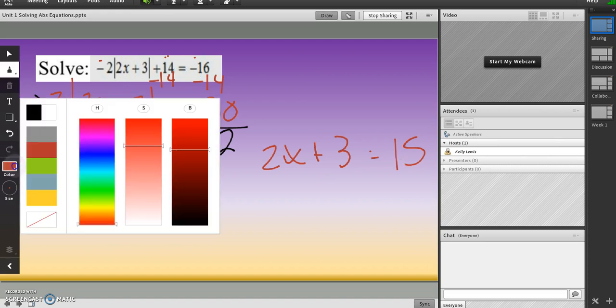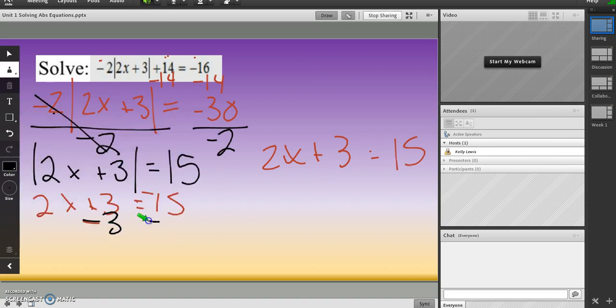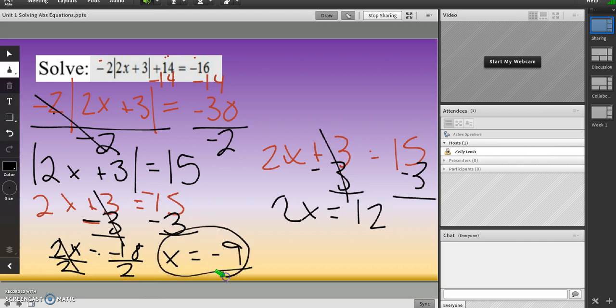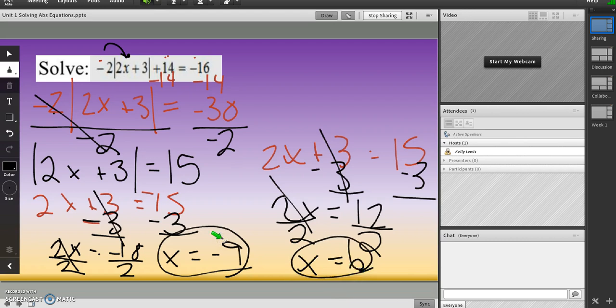So we're going to subtract 3 on both sides because it's being added, and we're doing opposite operations. So we get 2x equals negative 18, 2x equals 12. We're going to divide by 2. We get x equals negative 9. It's okay that we get a negative answer because when we plug it back in, we'll end up with a positive answer when we get the absolute value. Divide by 2 here. Get x equals 6. So our answers are 6 and negative 9.